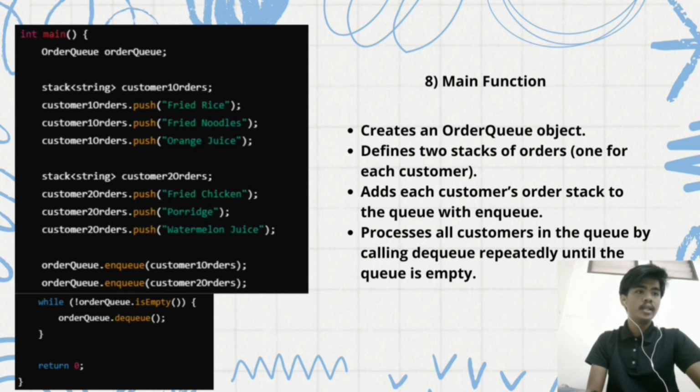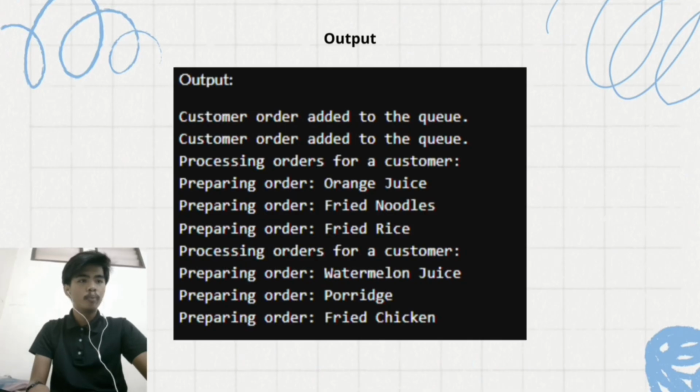This one creates an order queue object, and then it defines two stacks of orders, one for each customer. And then it adds each customer's order stack to the queue with enqueue. And then it processes all customers in the queue by calling the queue repeatedly until the queue is empty. And this is our output.